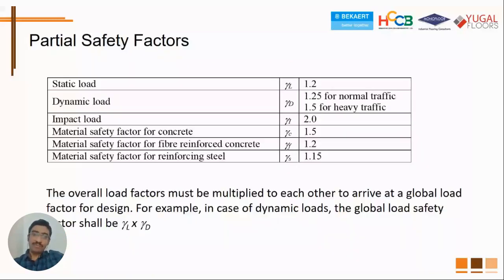Now, the guideline also gives partial safety factors for various load conditions. So you have the static load 1.2, dynamic load 1.2 or 1.5, depending upon normal traffic or heavy traffic. Impact loads, also you need to have some safety factor included for that. You have material safety factors for concrete, fiber reinforced concrete, and reinforcing steel. And for loads, if you want to arrive at a global safety factor, you simply multiply individual safety factors like static and dynamic to arrive at the overall load safety factor.